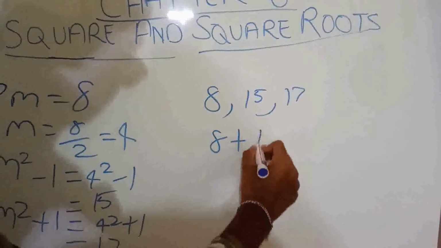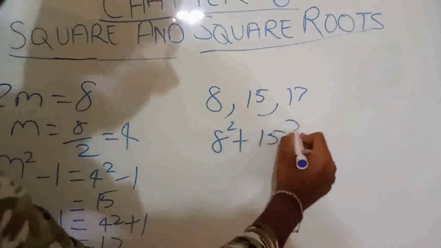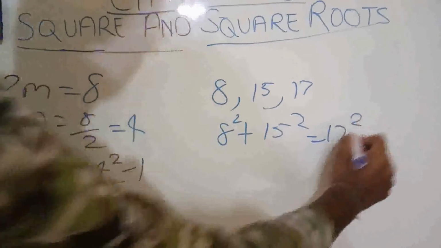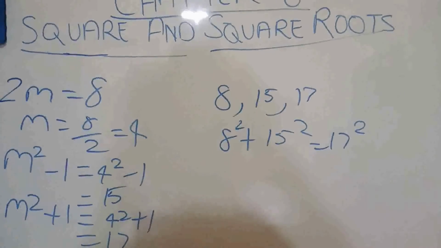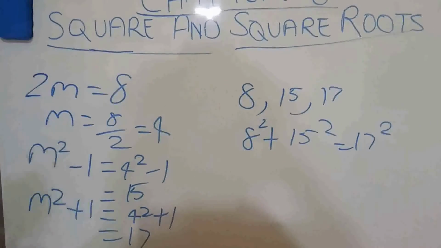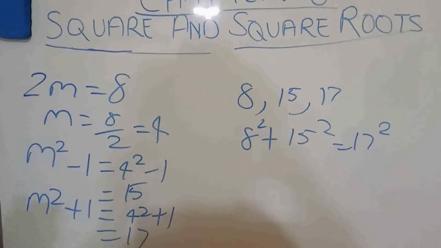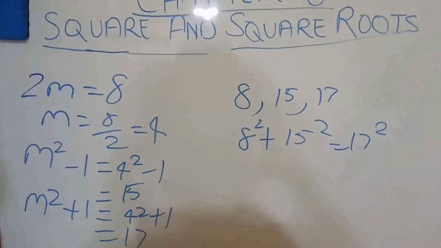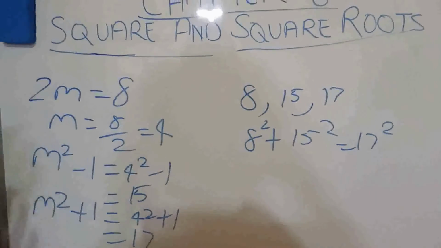So 8 square plus 15 square equals 17 square. You can use this as a trial and error method also. But when they say that the number is the smallest number, which is 8, then you can know that it is going to be 2m, because 2m is always the smallest.